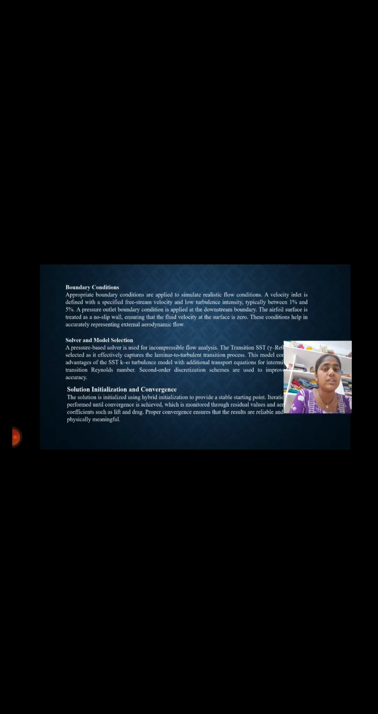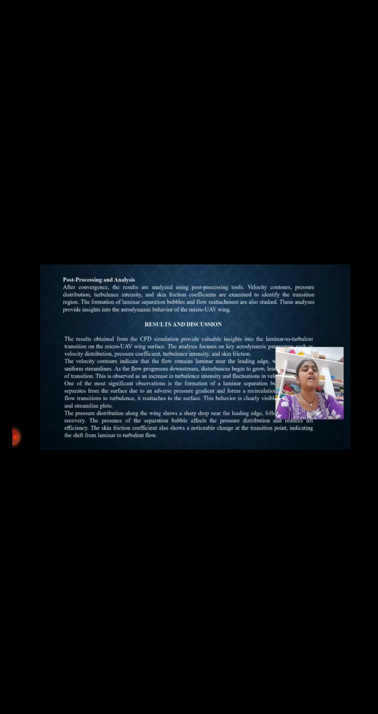Then coming to solver and model selection, which is done in Fluent. Next, solution initialization and convergence. Then post-processing and analysis. After convergence, the results are analyzed using post-processing tools. Velocity contours, pressure distribution, turbulence intensity, and skin friction coefficients are examined to identify the transition region. The formation of laminar separation bubbles and flow reattachment are also studied. This analysis provides insights into the aerodynamic behavior of the micro UAV.